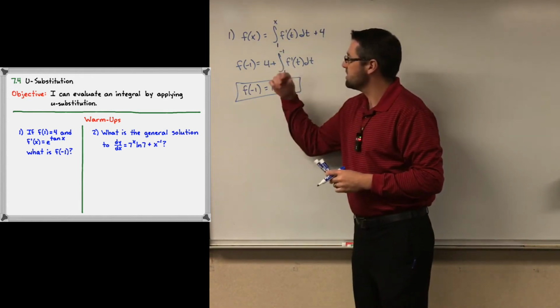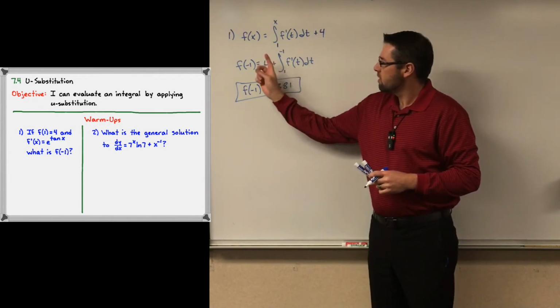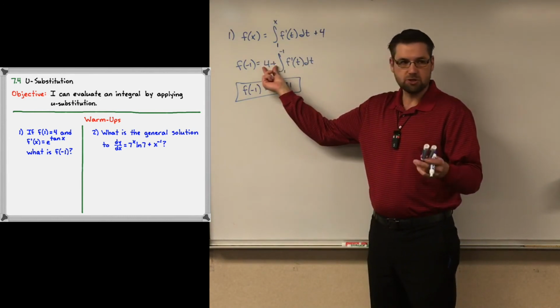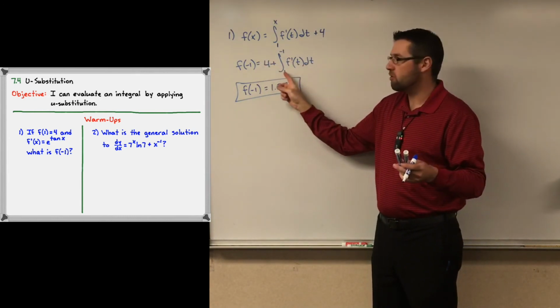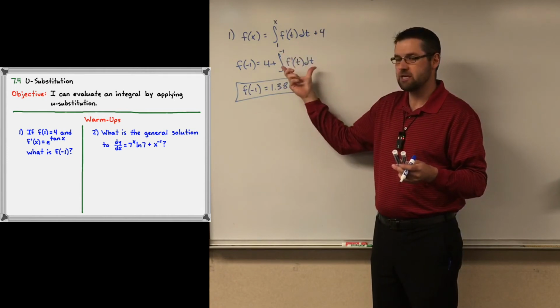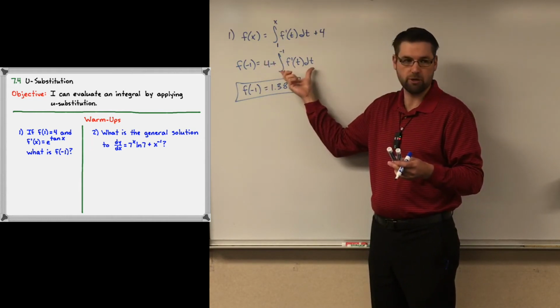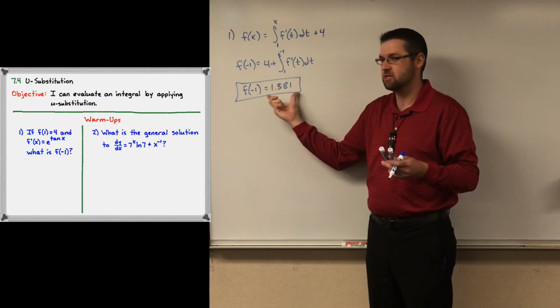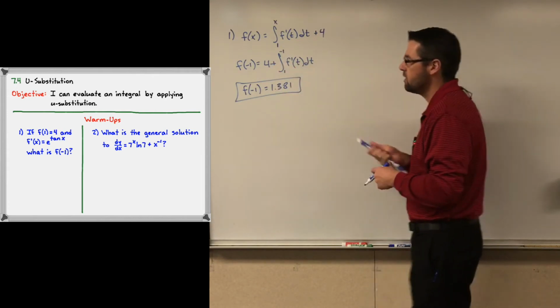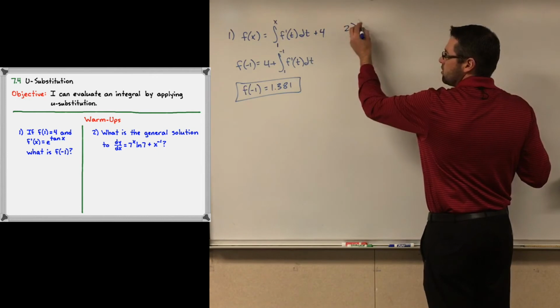So again, let's keep in mind what this means. The 4 represents where you start, and the integral from 1 to negative 1 represents what? What's the word? Displacement. So this is where you start, and this is how far you are away from where you start. And so when I add them together, that tells me where I'm at.